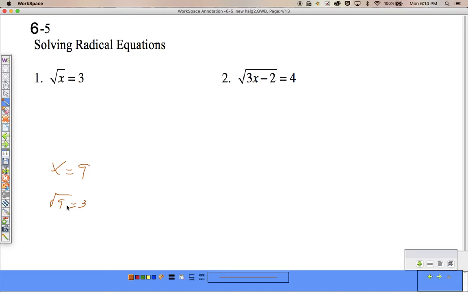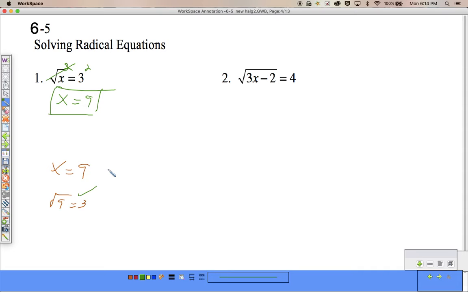All right, not all going to be that straightforward. But to solve these and showing the steps, what we're going to do is to get rid of a square root, we're going to square both sides. Square root cancel. I get x equals 9. I plug it back in and check it. I know I have the right answer. That's the basic idea for the lesson today.